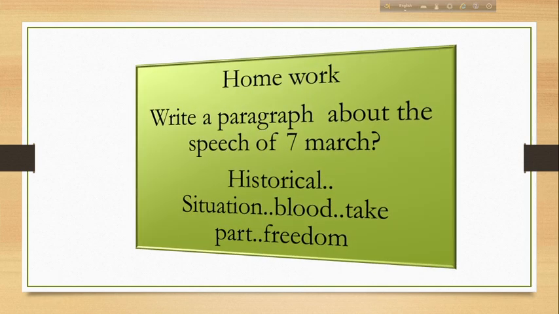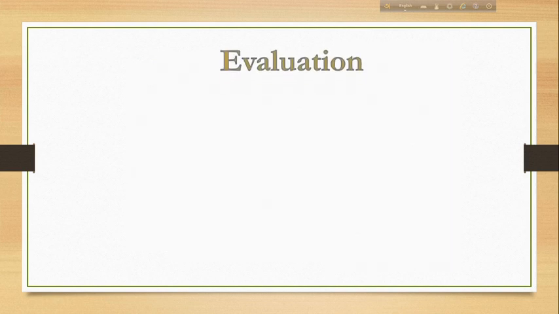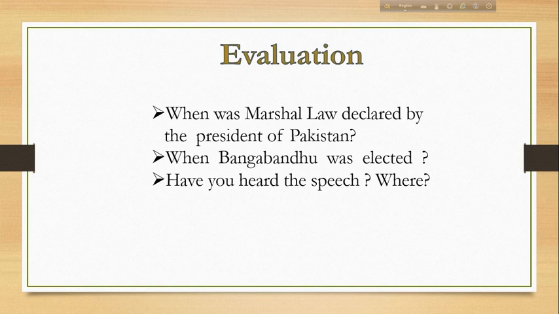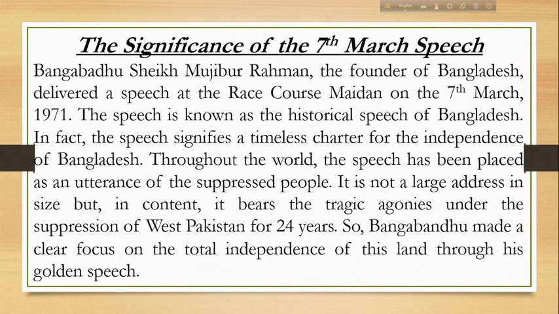Write a paragraph about the 7th March speech. You must indicate historical situation, blood, take part, and freedom. Dear learners, in this paragraph you will have some questions and you will write the answer. When was martial law declared by the President of Pakistan? When was Bangabandhu elected? Have you heard this speech? Where? Dear learners, so I am giving you a paragraph, the significance of the 7th March speech.